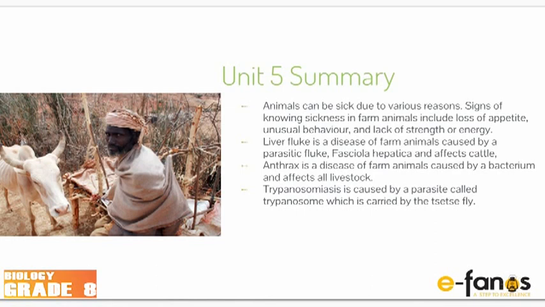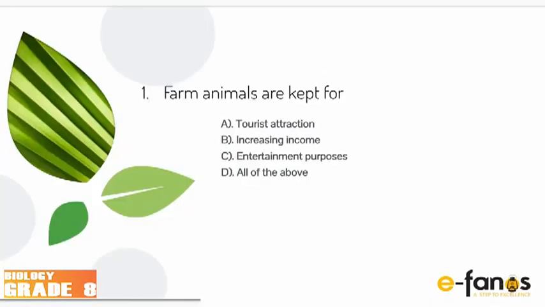And it's time now to go through a few review questions for the end of this unit. Question 1. Farm animals are kept for A. Tourist attraction, B. Increasing income, C. Entertainment purposes, or D. All of the above. And the correct answer is B. Increasing income.